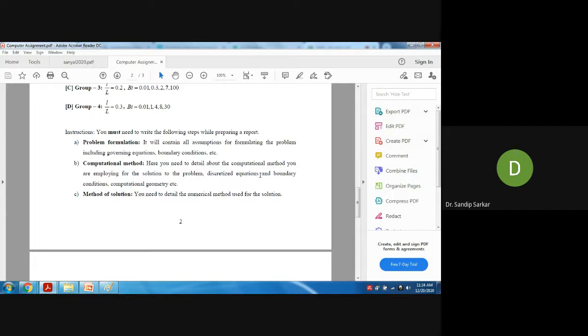Then you have to write the method of solution, that is, which solution method you have employed: Gauss-Seidel method, Gaussian elimination method, or TDM method. Suppose you have used the Gauss-Seidel method, which is very common for this kind of problem. You have to write which method you have employed and how you are solving the problem, and show it in IJK format.